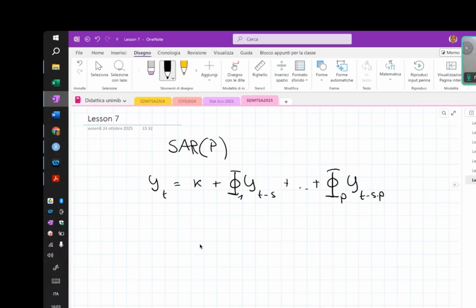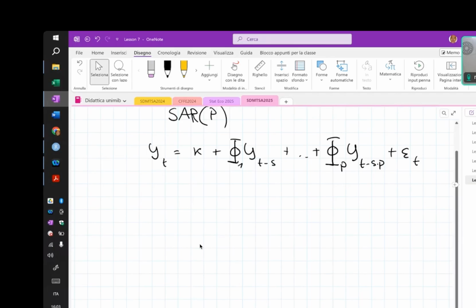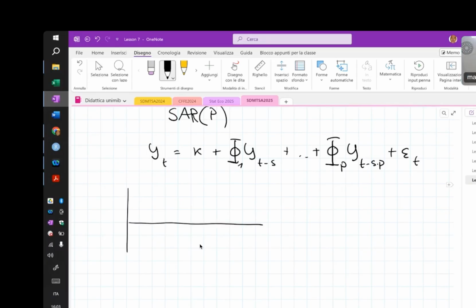P is actually large, so I should. So this is the model. It's just like an autoregressive process where I skip some intermediate coefficients. And the autocorrelation function and the partial autocorrelation function, they look like this.